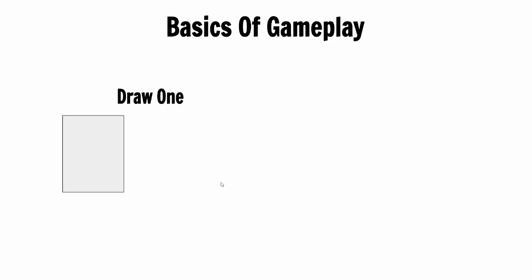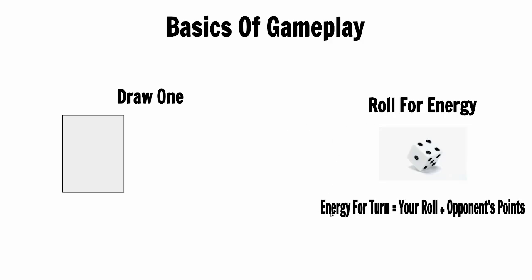At the beginning of your turn, you draw 1 card from your deck, and you roll for energy with a 6-sided die. Your energy for the turn equals your roll plus your opponent's total points. And that's pretty much it. That's the basics of gameplay. That's how you play the game. Way easier than writing it down on a piece of paper, but I'm still going to do that.